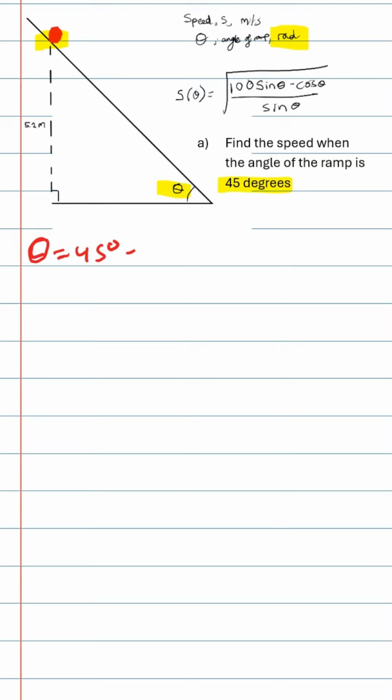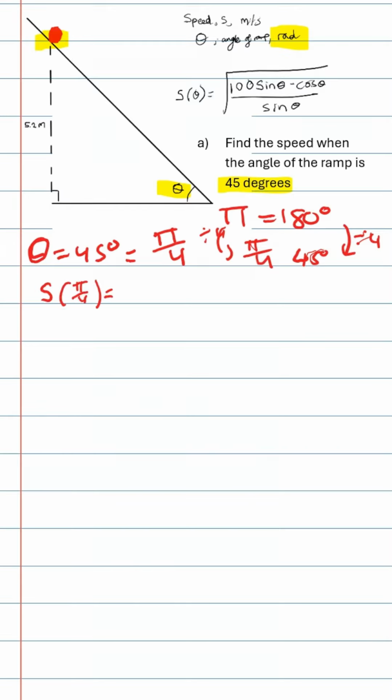Either you can remember that 45 degrees is equal to pi over 4, or we know that pi is the same as 180 degrees. So if we want to make this 45 degrees, we simply have to divide this side by 4, which is the same as dividing this side by 4. So we get pi over 4. So now, instead of writing theta, we're going to substitute in pi over 4.